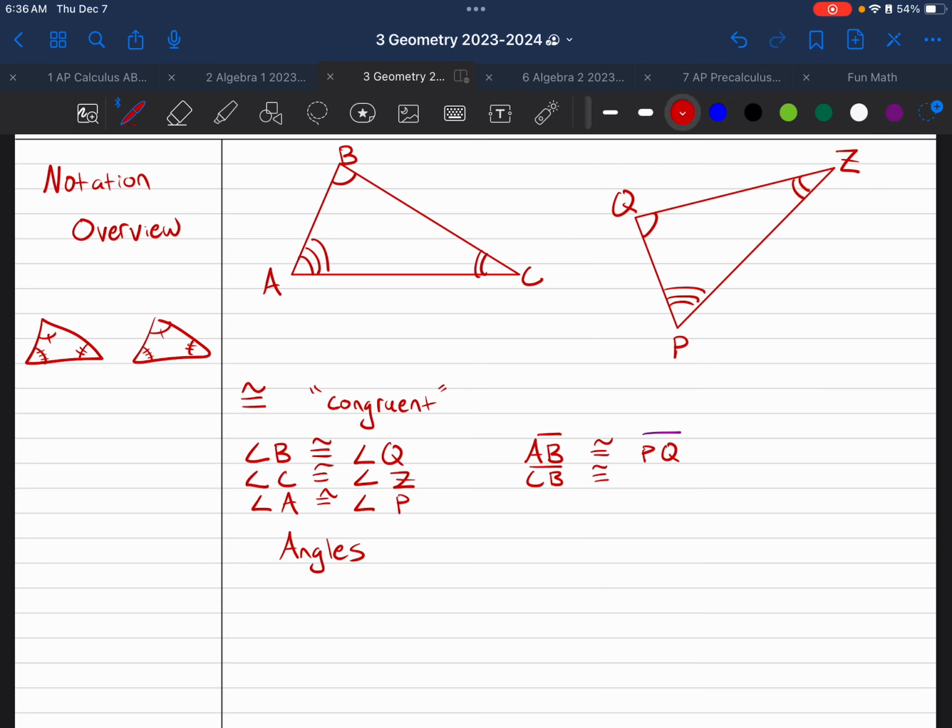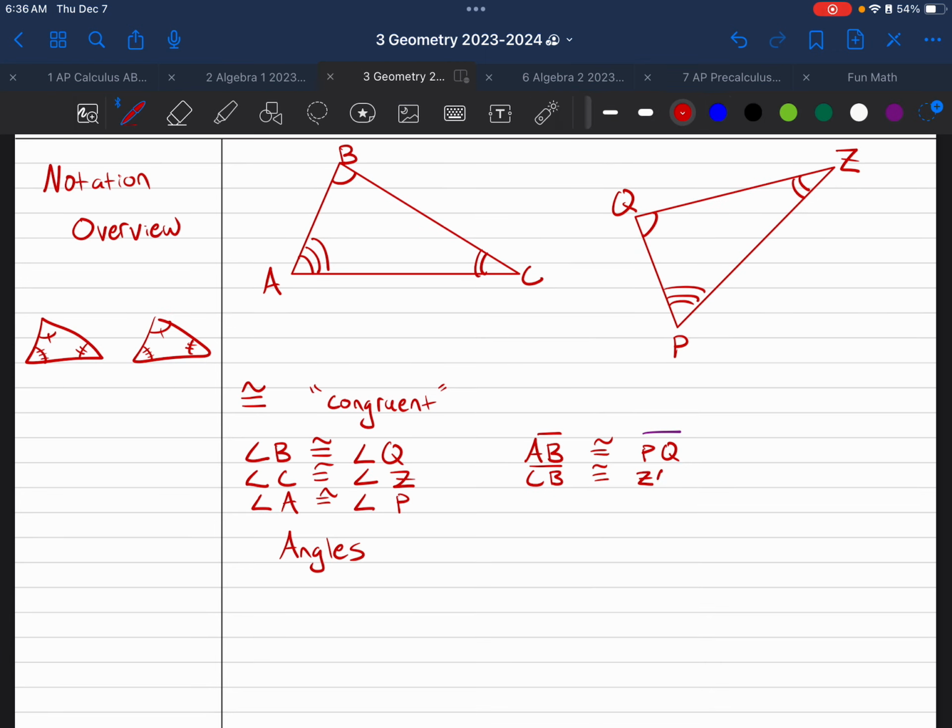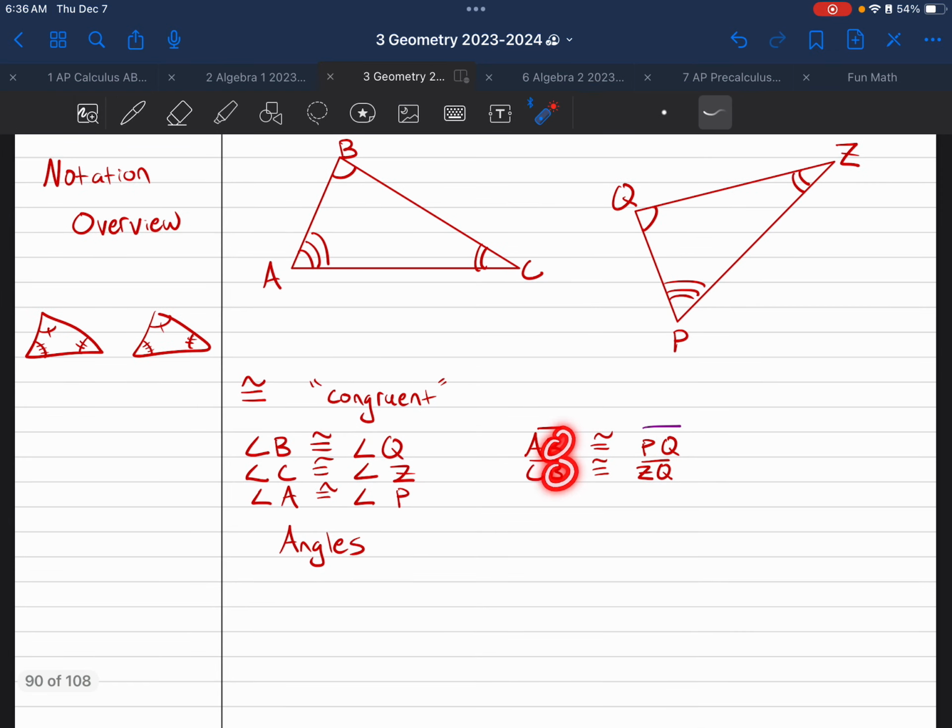I need to go ZQ. So this one has to be a ZQ, like that. And notice that B is always second and Q is also second. So everything here seems to be working out.